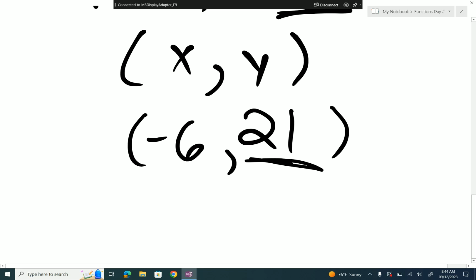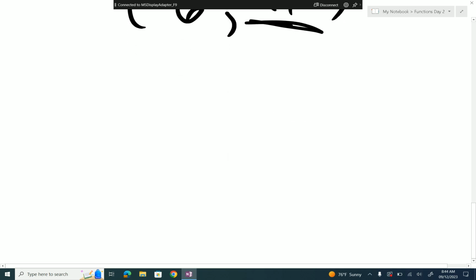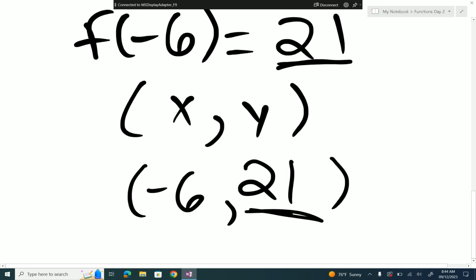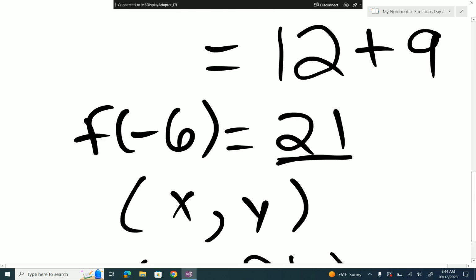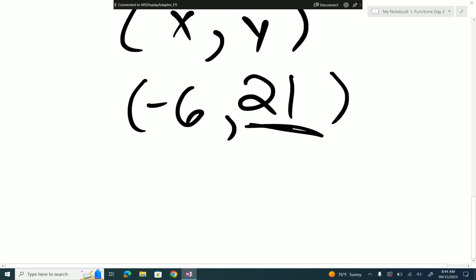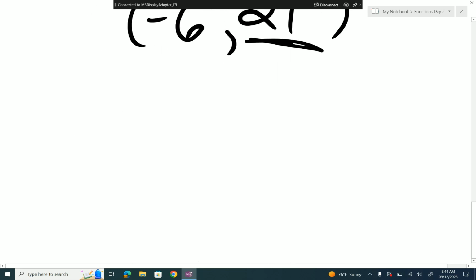Everybody with me so far? So how do you get -6? We were given that. It said solve for f of -6. So it said basically solve for this function when I put in -6, when x is -6. So we just got 1 point of this function, and it's -6 comma 21.